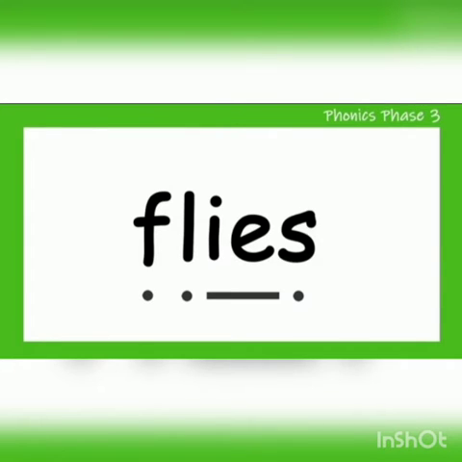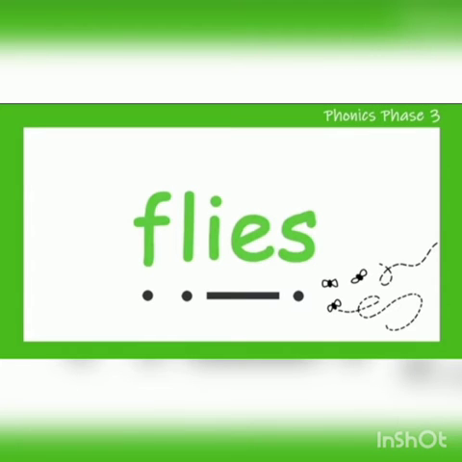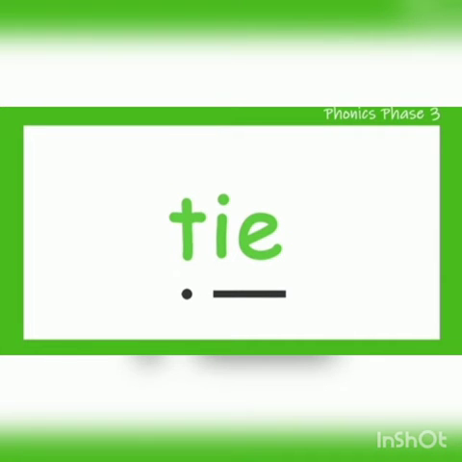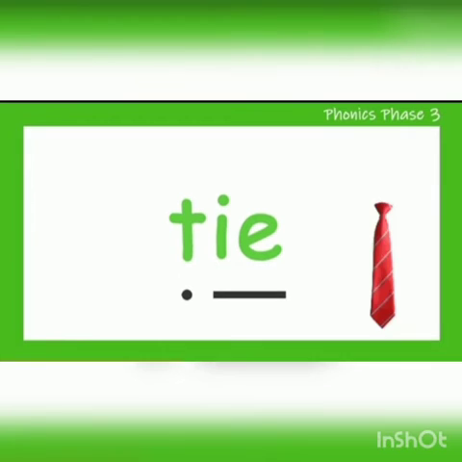F, L, I, E, S. Flies. Well done. Once again. F, L, I, E, S. Yes, that's flies. Move to the next one. T, I, E. Yes, that's tie. Once again. T, I, E. Well done, students. You are doing a great job. That's tie.